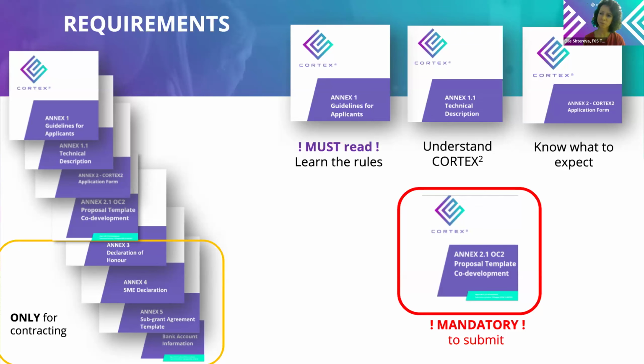The rest of the documents you see here, Annex 3 Declaration of Owner, Annex 4 SME Declaration, Annex 5 subgrant agreement template, and Annex 6 bank account information. This is for reference purpose only. You need this information if your project is selected, and we have provided it only for you to be able to understand how the process is going to move forward, but you do not need to fill those documents now.